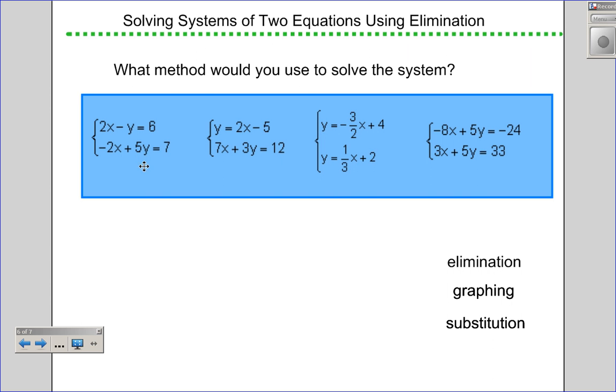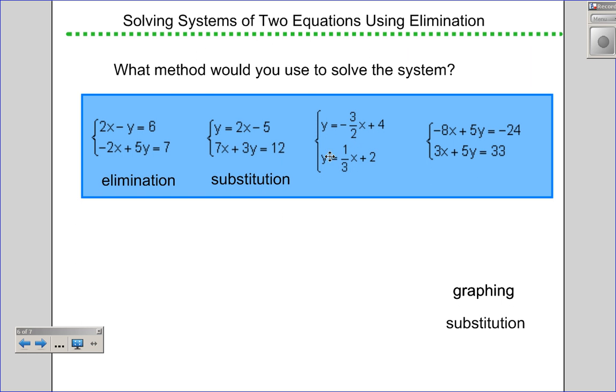Do I want to use elimination or use substitution? So I noticed that they're not written in slope-intercept form, so I probably don't want to graph them. I don't have one variable written for the other variable, but I do notice that I have the same opposite coefficients here in the x's, so I can use the elimination method. I have y equals 2x minus 5 and 7x plus 3y equals 12. Well, the first one is written so I can graph it pretty nicely, but the second one's not. But the first one's also written for one of the variables, so maybe I want to substitute that.